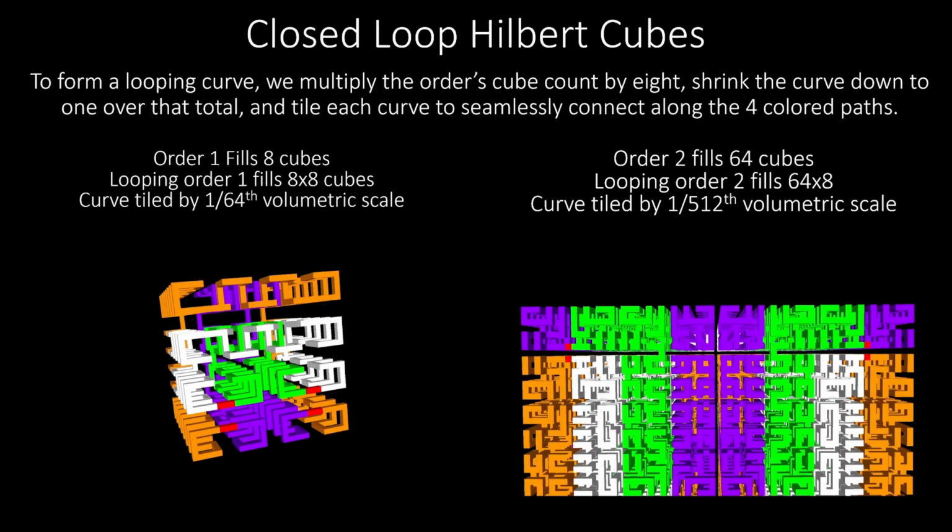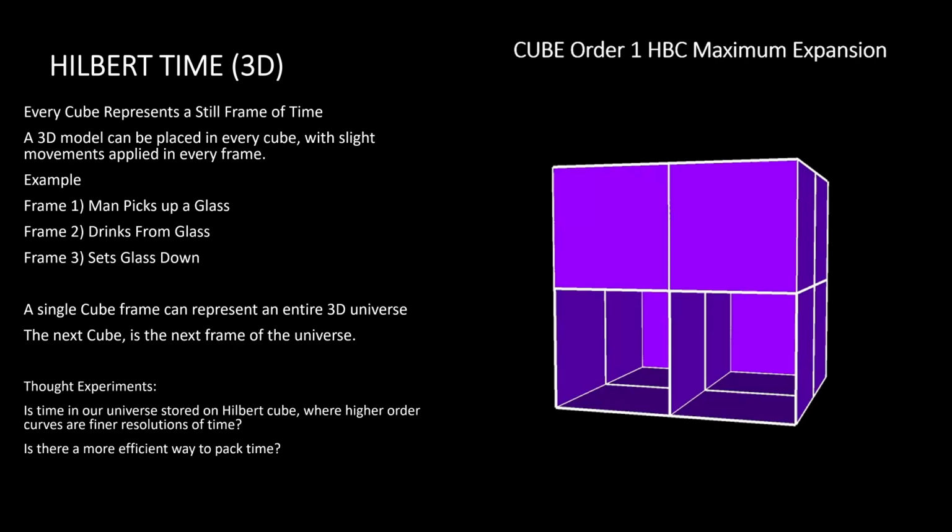A closed-loop Hilbert cube is a singular line or string of cubes that fills the space of a cubic grid. In red, we have the 2 beginnings and the 2 ends of each curve. These connect the curve into a singular strand that loops back onto itself. If we remove the red sections, we can form open looping Hilbert cubes, which allow us to continue tiling this structure.